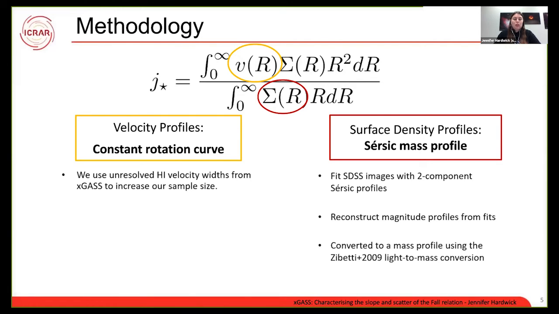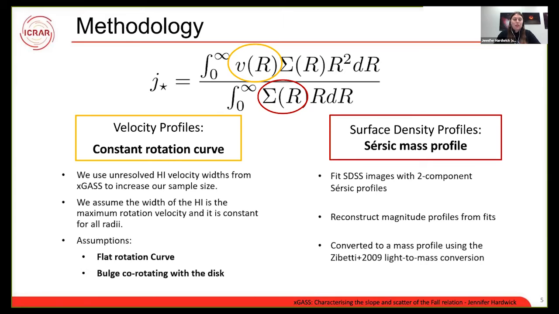For the velocity profiles, we assume a constant rotation curve. This is because if we use unresolved HI velocity widths, we can increase our sample size. If you want to use resolved kinematics, it's a lot harder to get a large sample. So we assume that the width of the HI is the maximum rotation velocity of a galaxy, and we assume that that value is constant for all radii. This has 2 key assumptions. One, that the rotation curve is flat, and secondly, that the bulge is co-rotating with the disk. And we've tested both of these assumptions and don't think that this will affect our results considerably.